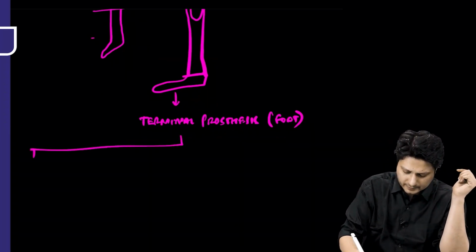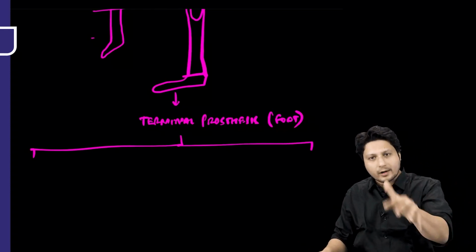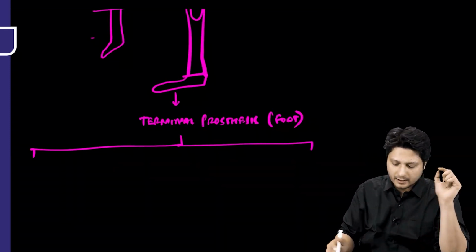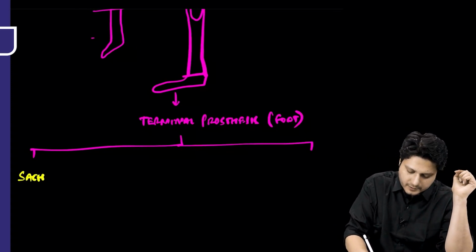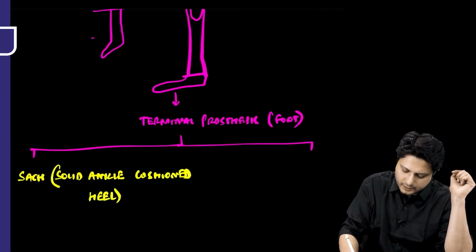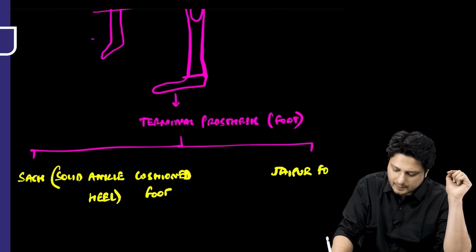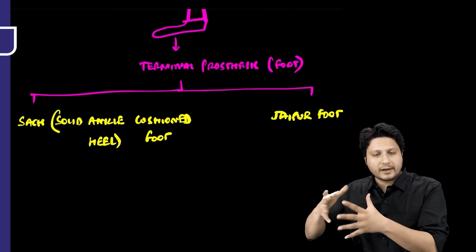Now, these terminal prostheses are of two types, although there are multiple other types. But for your examination, we expect there is going to be a comparative question between the very commonly used SACH foot, which is solid ankle cushioned heel, and the Jaipur foot. As you can very clearly understand, because the Jaipur foot was invented here in our country, it has multiple advantages.